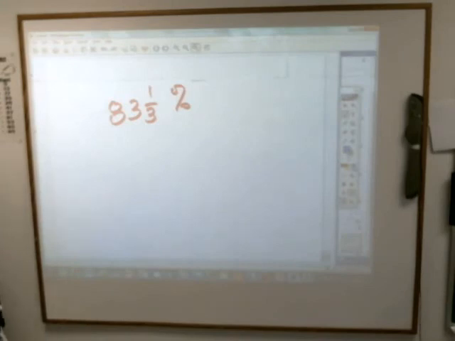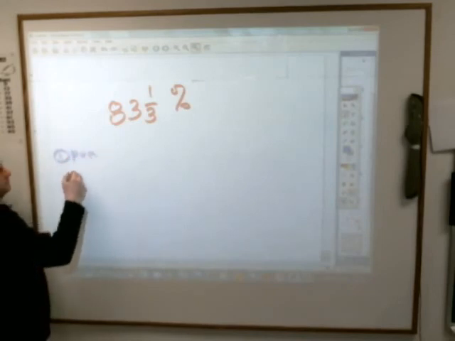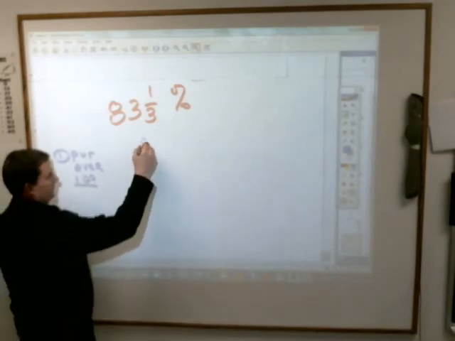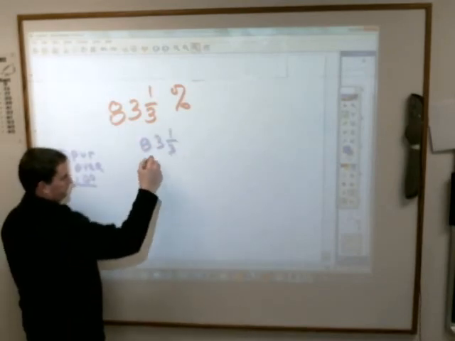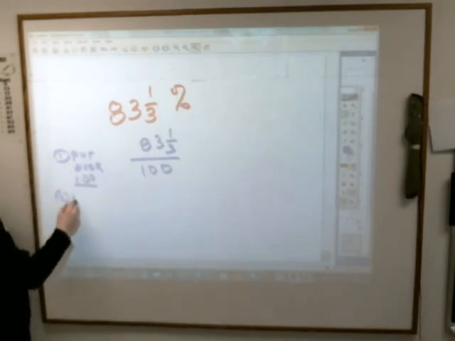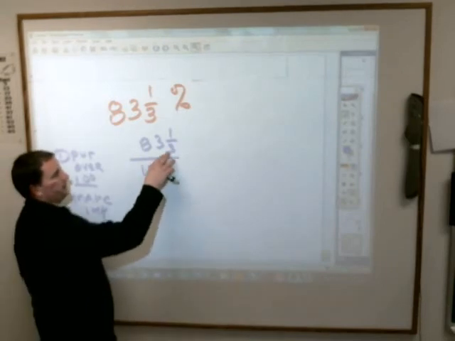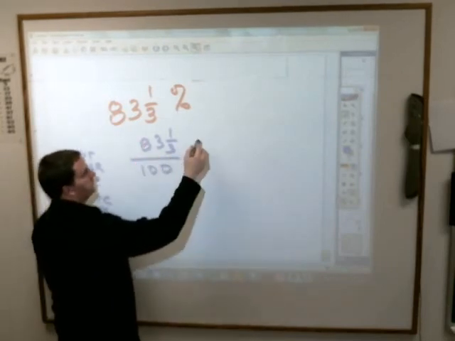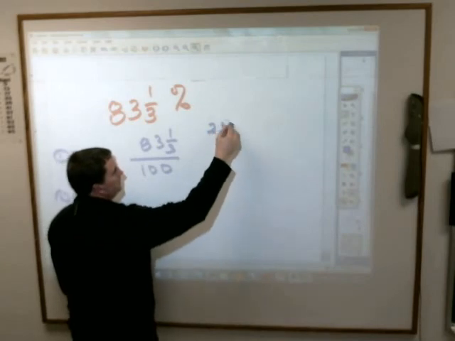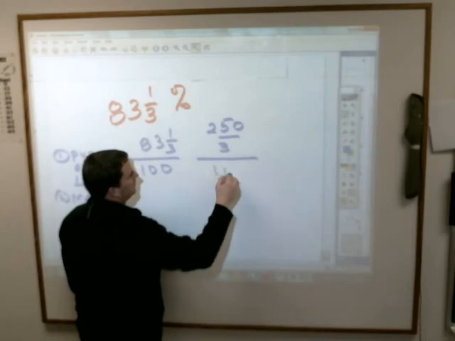Okay, so step number 1 is put it over 100. Which means you have 83 1/3 over 100. Step 2, this could be reversed, make it improper. 83 1/3, 3 times 83 is what? 249, 250. 250 over 3, and that's all over 100.